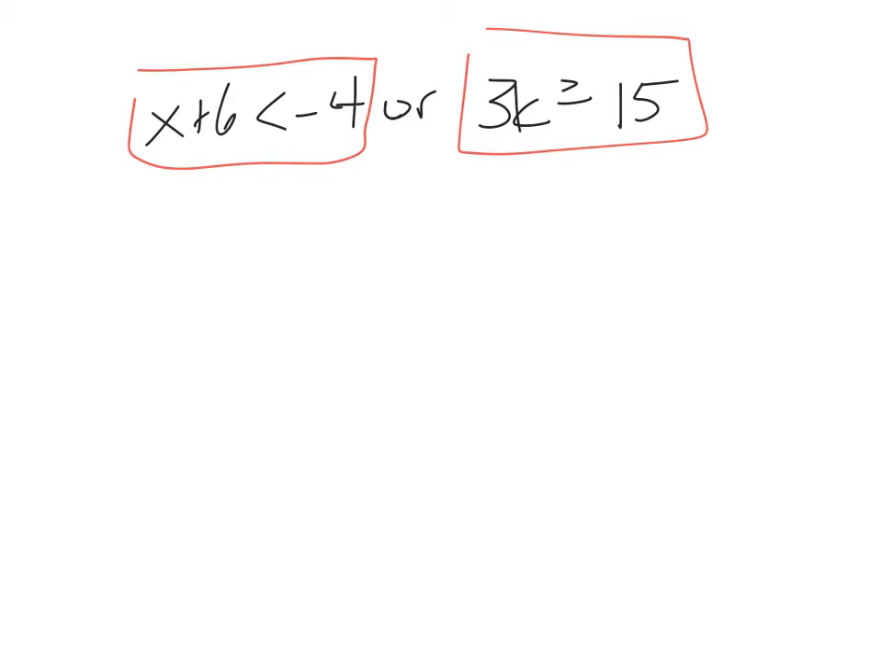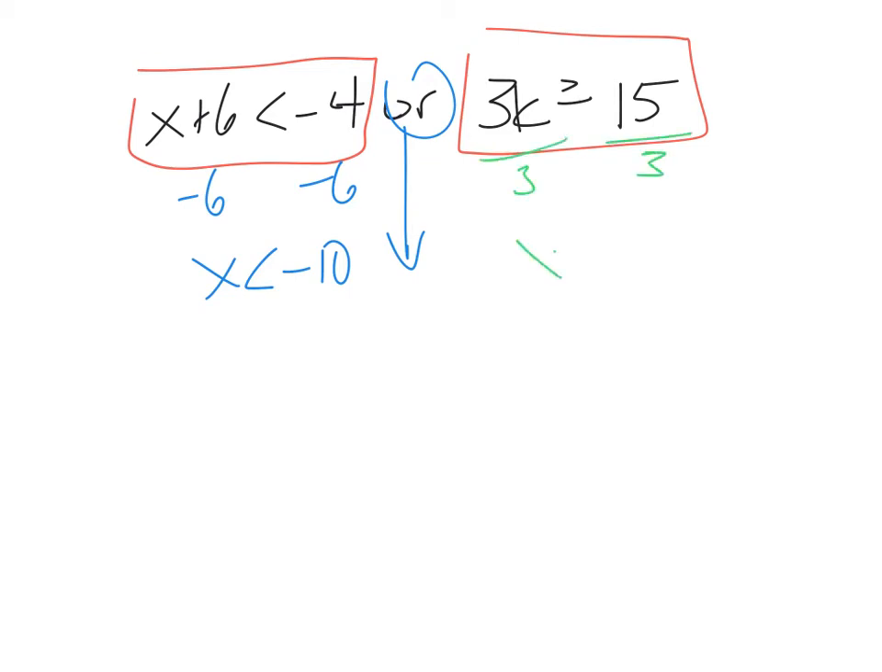So this first piece, if we subtract 6 from both sides, we'd have x is less than -10. Or, if we solve the second one, divide by 3 on both sides. Sorry, that should have been x up there. If we divide by 3 on both sides, x is greater than or equal to 5.